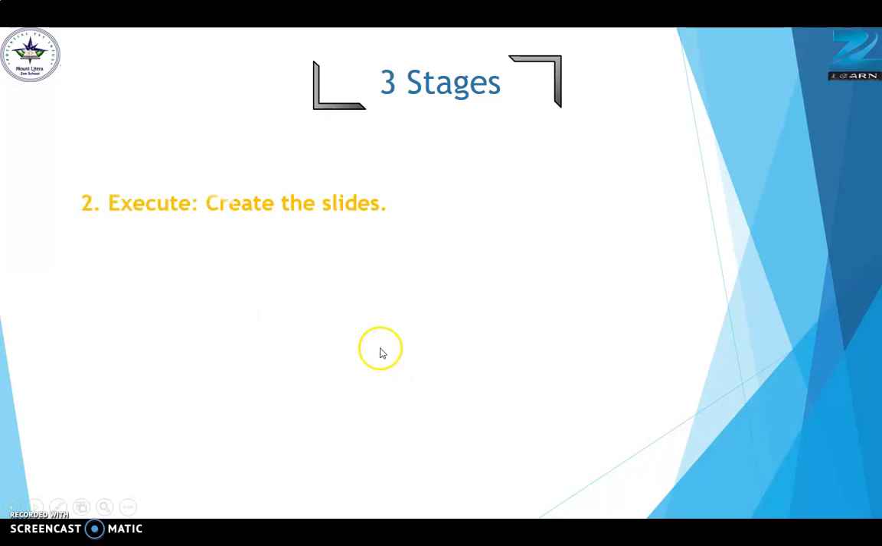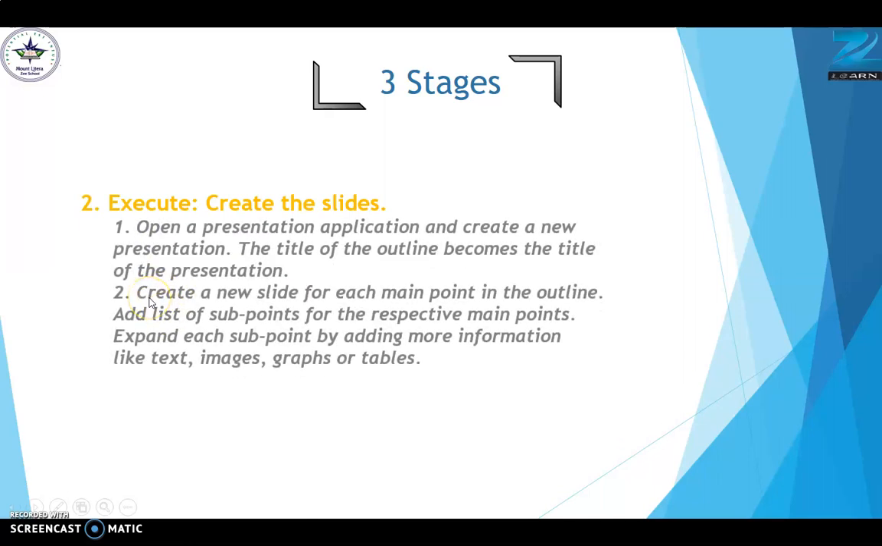Second step, execute. After completing our planning, whether on paper or in any other application or in PowerPoint itself, we can go through the execute stage, that is creating actual slides for our presentation. It involves opening a presentation application and creating a new presentation. The title of the outline becomes the title of the presentation. Create a new slide for each main point in the outline and list the subpoints for the respective main points. Expand each subpoint by adding more information like text, images, graphs, or tables.